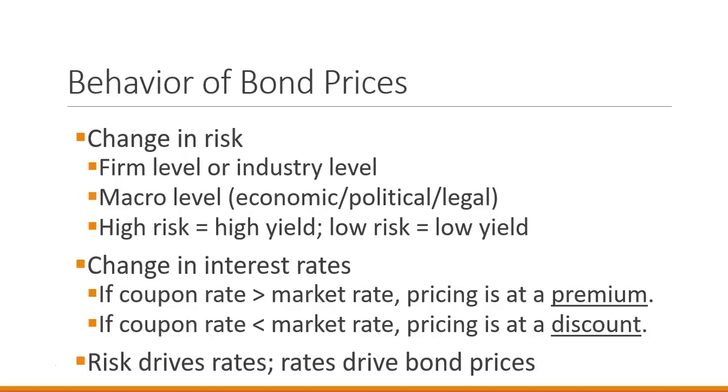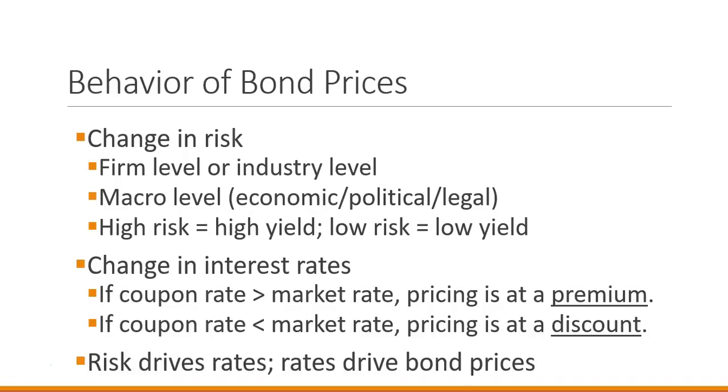And the opposite situation occurs when the coupon rate is lower than or less than the market rate. That's what we saw in our example on the prior slide. The coupon rate was lower than the market rate. The resulting pricing was at a discount. The face amount of the bond was $5,000, and because the coupon rate was lower than the market rate, the market price of the bond was less than $5,000.